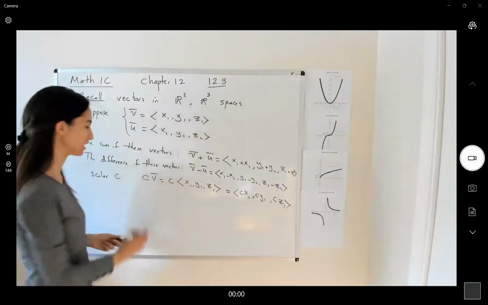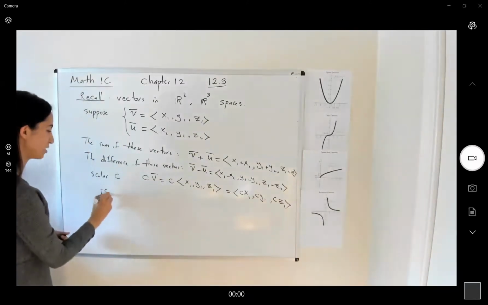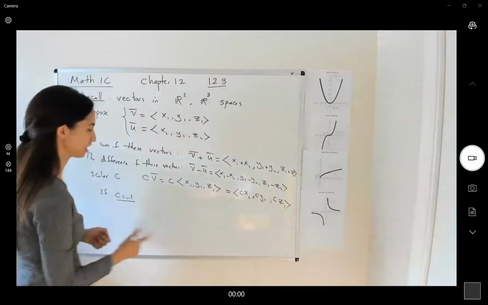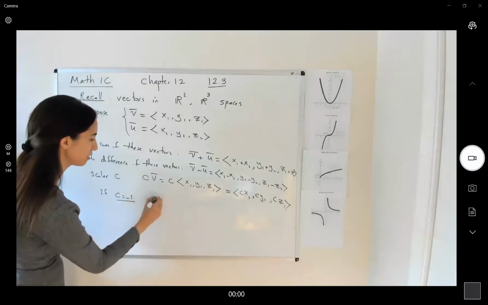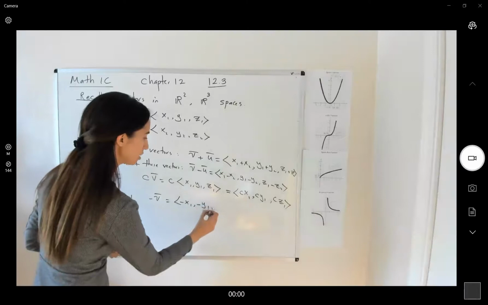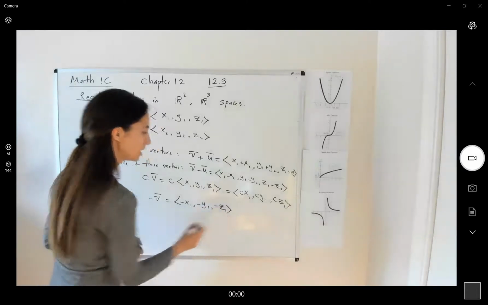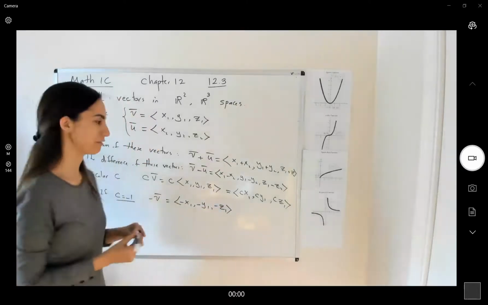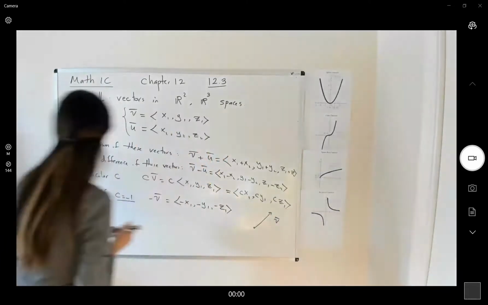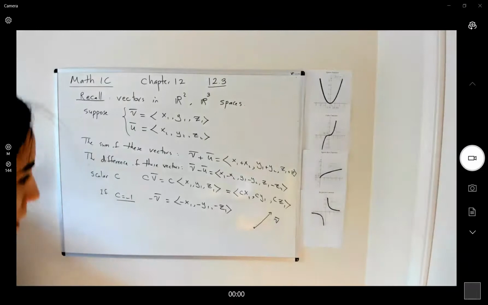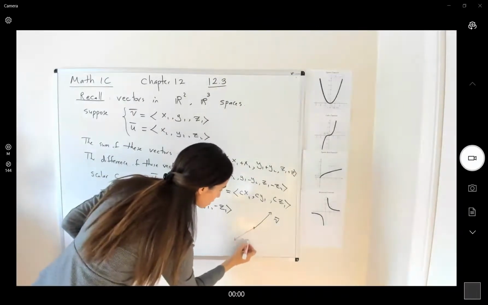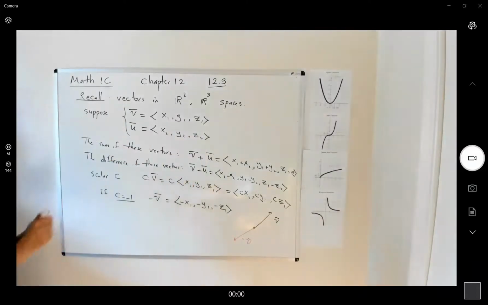And also note that if C is equal to -1, we get the opposite of our vector. So minus V is minus X1, minus Y1, and minus Z1, in the opposite direction of vector V. So if you have vector V here, its opposite, minus V, is in the opposite direction.